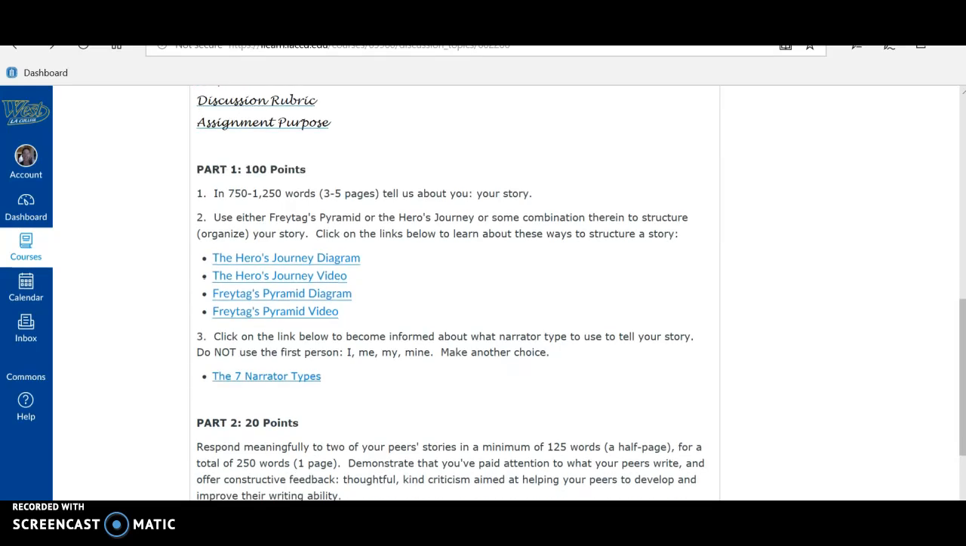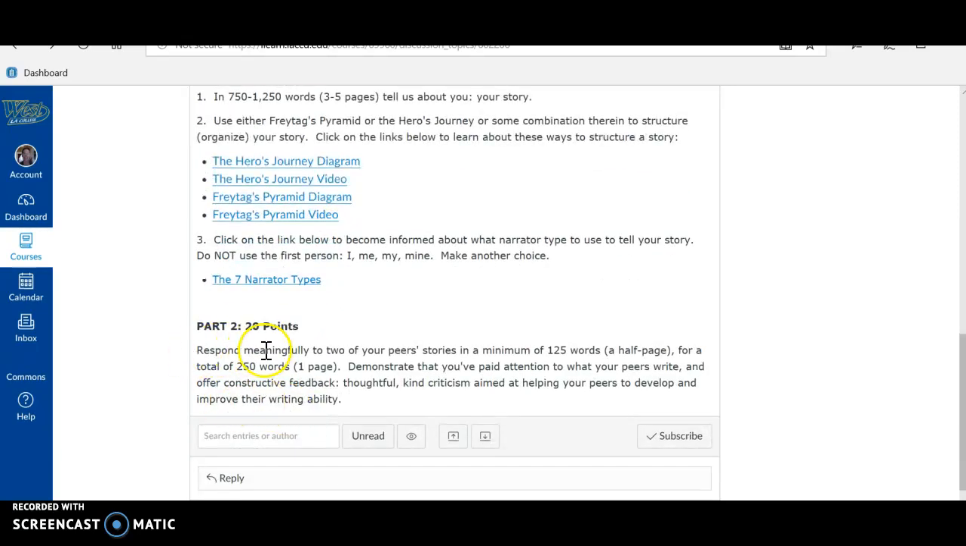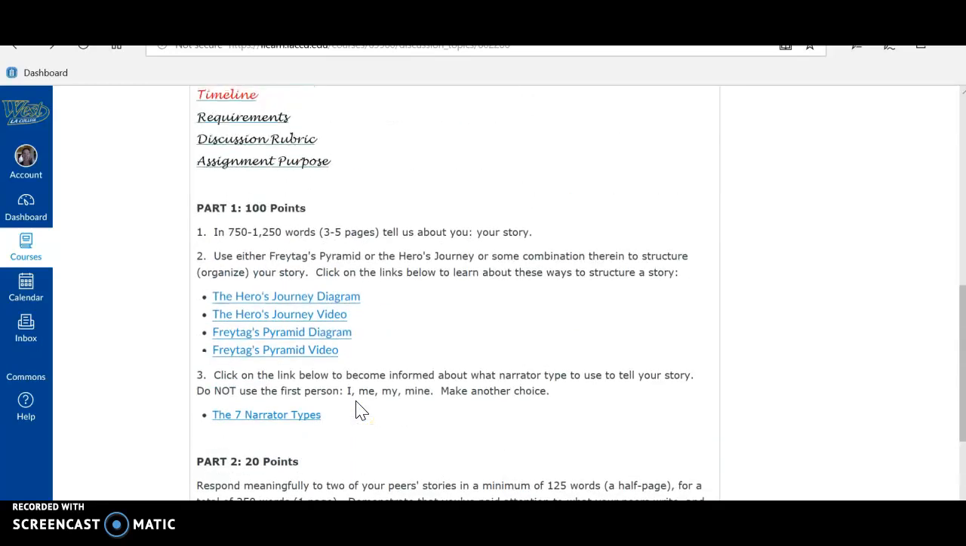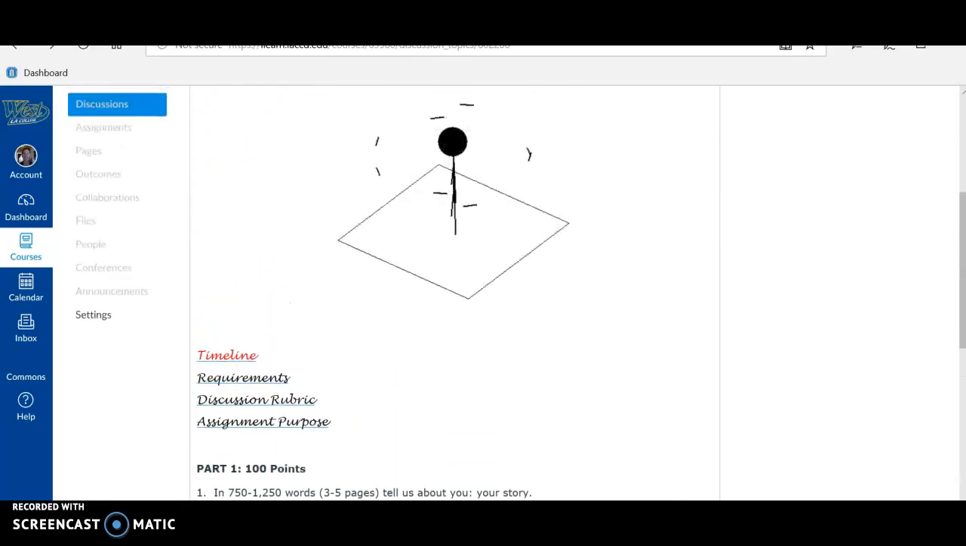Okay, so we've gone over part one, what you need to do. This assignment also has part two. And what is part two? Respond meaningfully to 2 of your peers' stories in a minimum of 125 words, a half page, for a total of 250 words, 1 page. Demonstrate that you've paid attention to what your peers write and offer constructive feedback. Thoughtful, kind criticism aimed at helping your peers to develop and improve their writing ability. Okay, so that is our assignment in a nutshell.